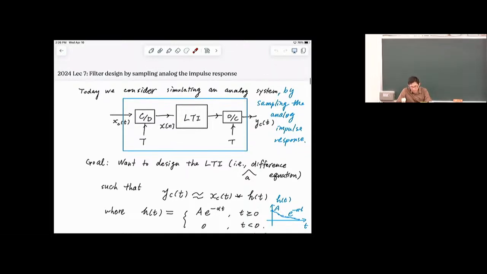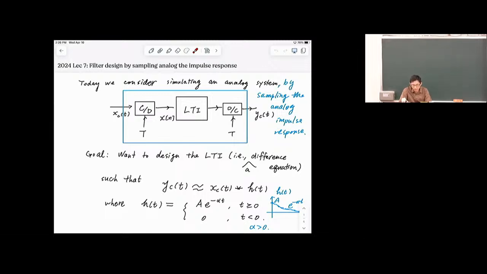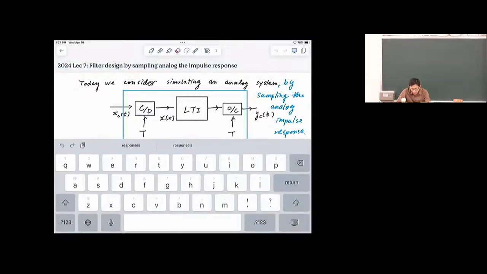So now lecture 7, the title here I have is filter design. This is a way of designing a filter, and particularly we are going to design by looking at an analog impulse response. But no, the grammar is wrong here, by sampling the analog impulse response.